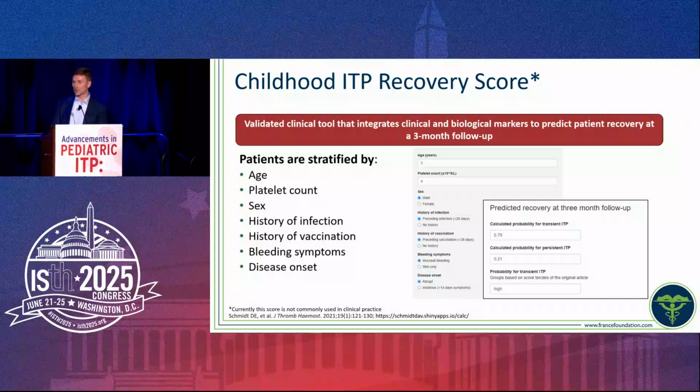Some groups have worked on developing ITP recovery scores or predictions for who's going to develop chronic ITP. This tool is maybe not the most clinically relevant, but a few concepts are important, such as age. We know that teenagers may be more likely to develop chronic ITP, as well as females being more likely than males, for example.